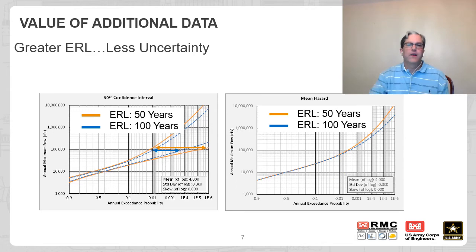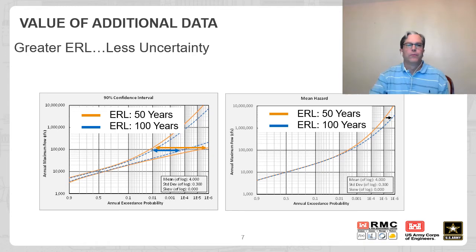Second, an increase in the effective record length will also change the posterior predictive curve, which is equivalent to the mean or expected hazard curve. This occurs because of the asymmetry in the uncertainty distribution. Here you can see that doubling the effective record length shifts the mean hazard curve to the right, making it less frequent.